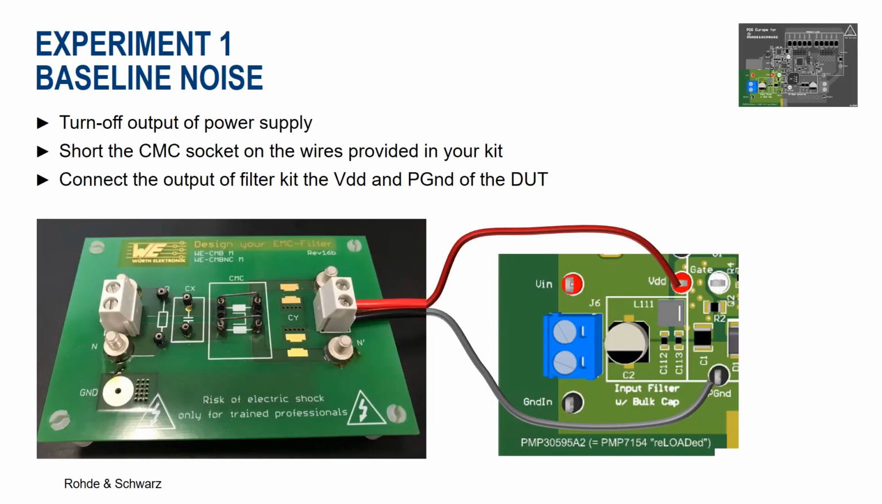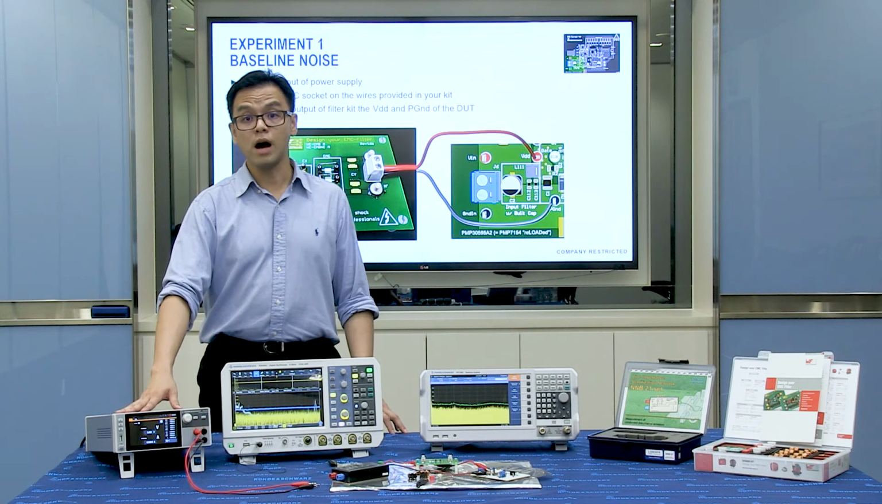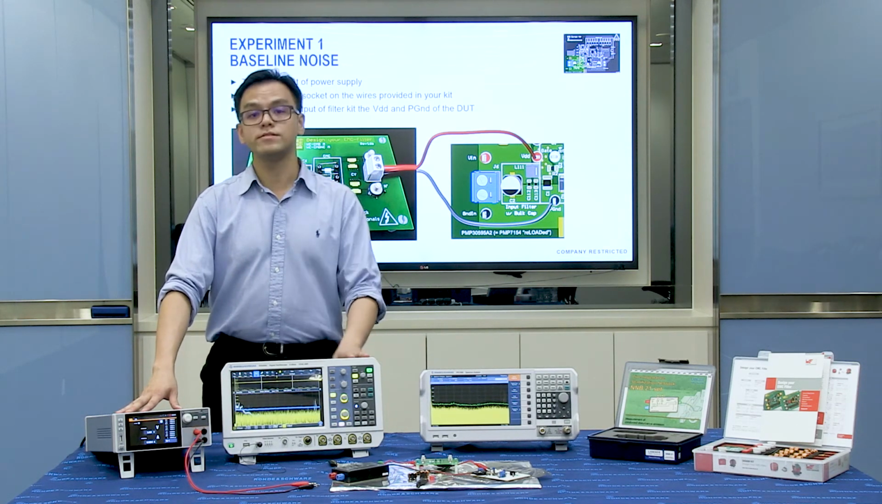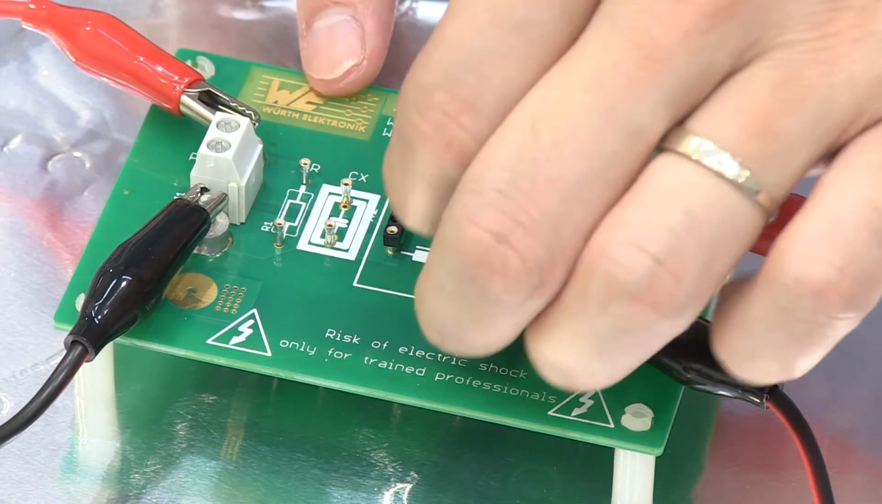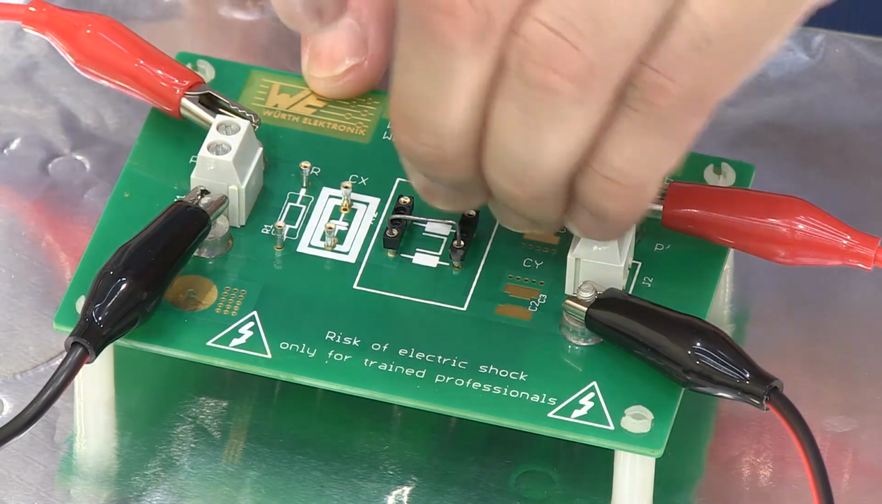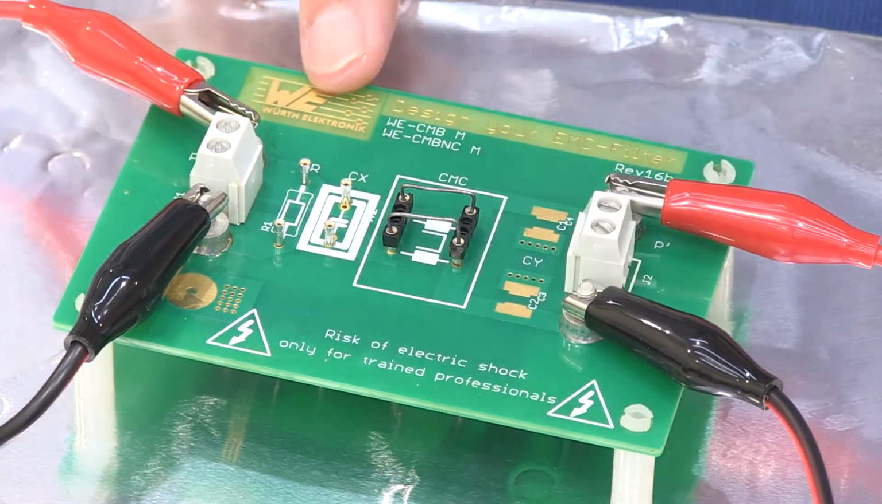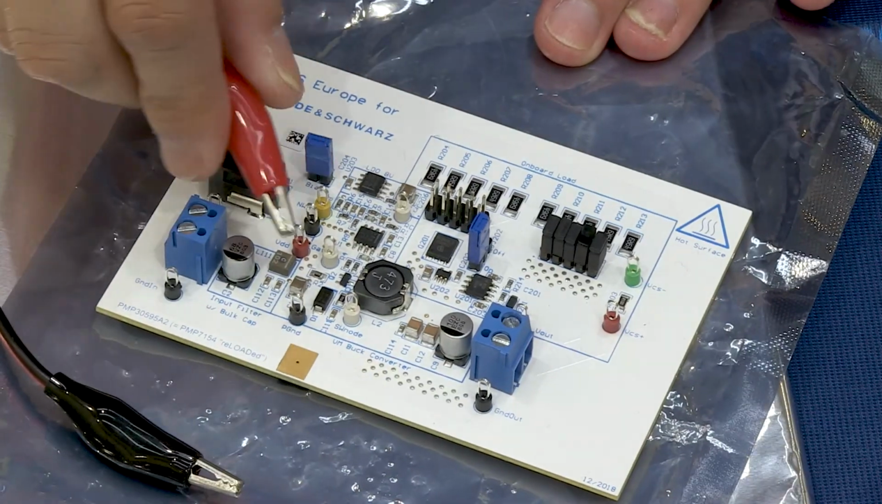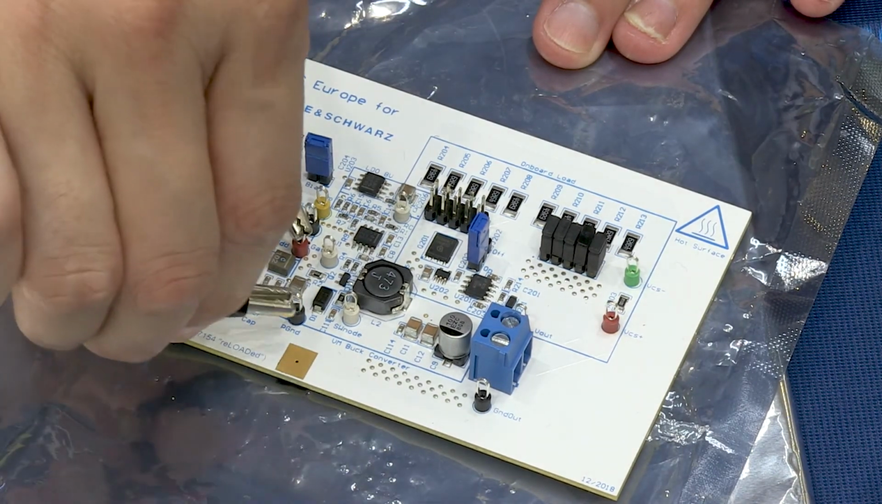Let's start with a baseline noise measurement. Before we start, remember to turn off the power output, then connect all the devices together. Here, we'll use a direct connection over the common mode choke socket and tap into the DUT after the filter block.